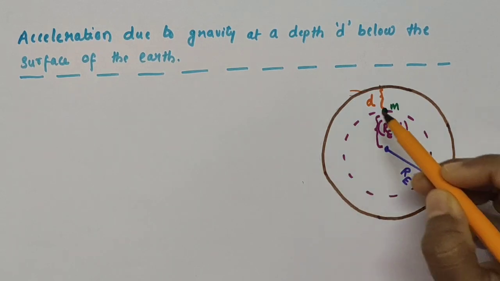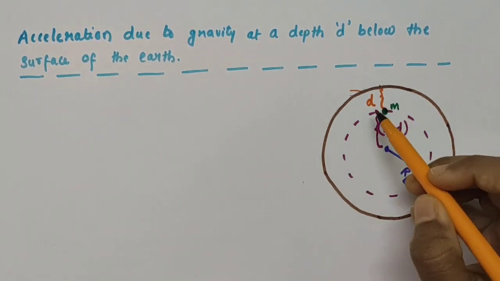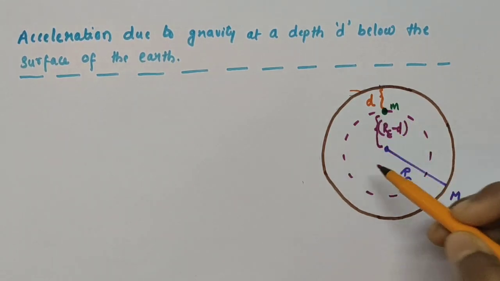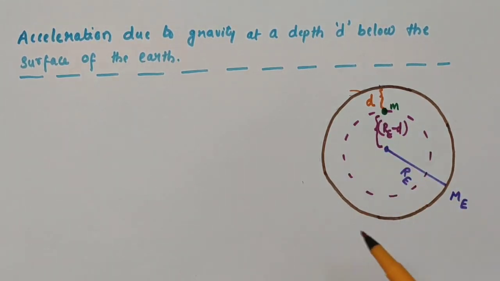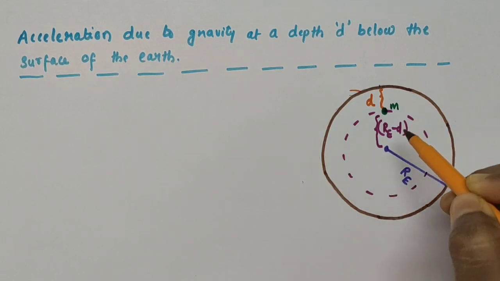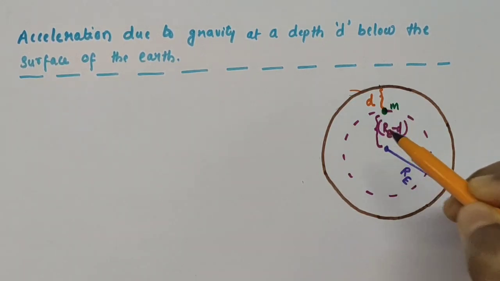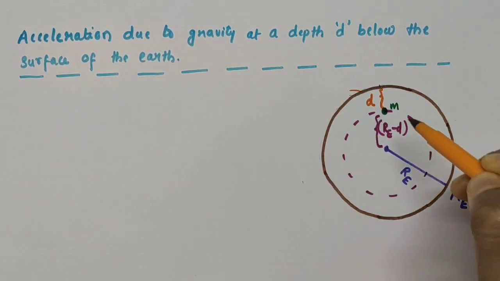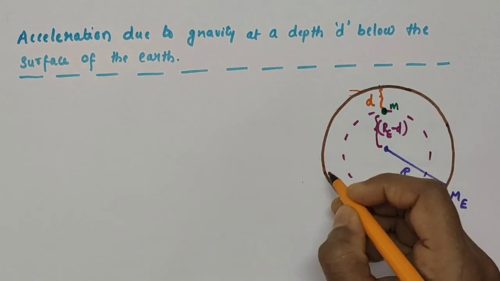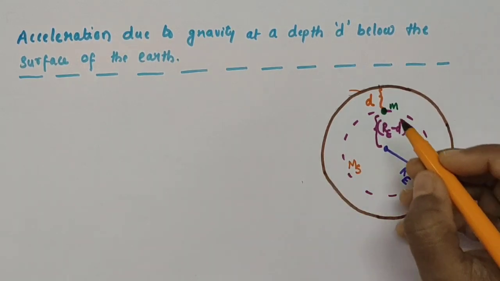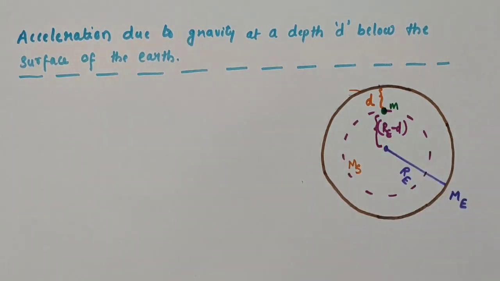Now consider the smaller sphere of radius Re minus d. For this sphere, this dotted one, this point mass m is outside it or on the surface of the sphere, not inside. Right. So the force due to the smaller sphere on the point mass m is just as if the entire mass of the smaller sphere is concentrated at the center. So let M subscript s be the mass of the smaller dotted sphere.